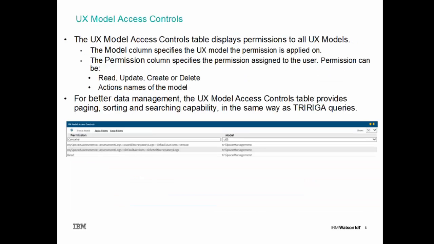So next is the UX model access controls. This is the table that displays all the UX model permissions. It has 2 columns. The model column defines the name of the model, and the permission column defines the permission on the model. So the permission value can be read, update, create, or delete, and it can also be the name of an action on the UX model.